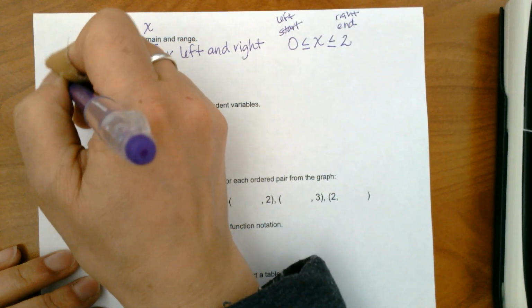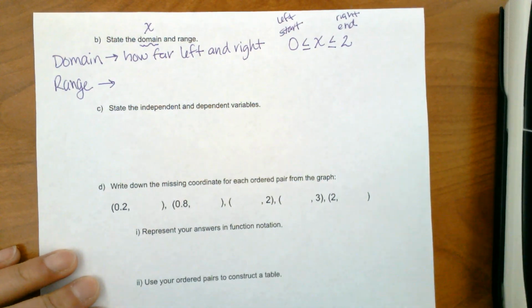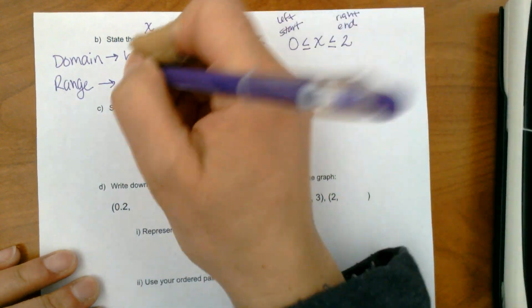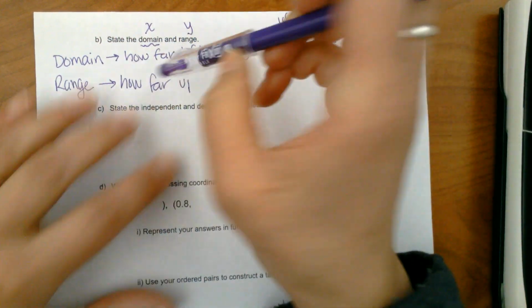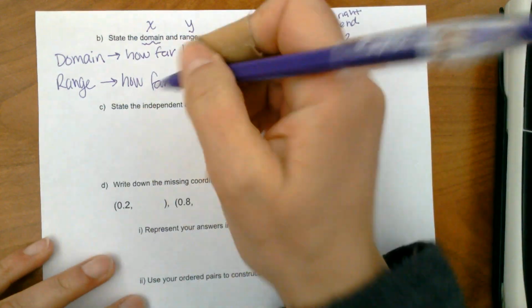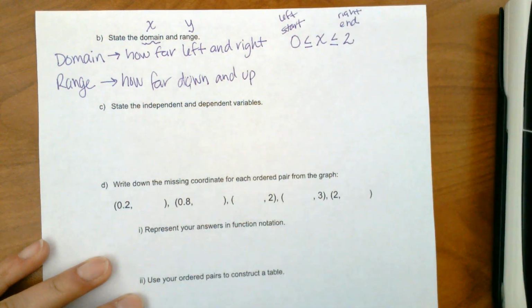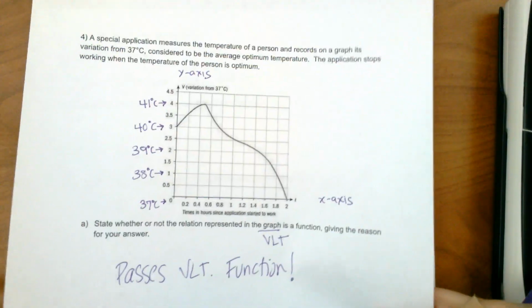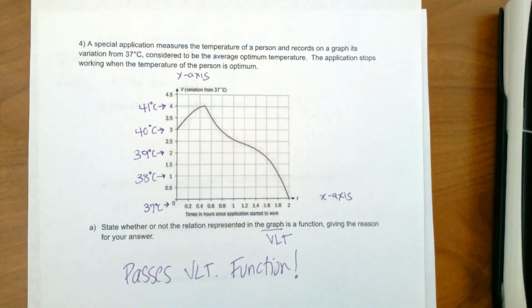Let's look at range. So range is going to be y. So range is going to be how far up. Actually, let's do down and up. Down and up. So keeping that in mind, let's look at our graph. What's the lowest point?